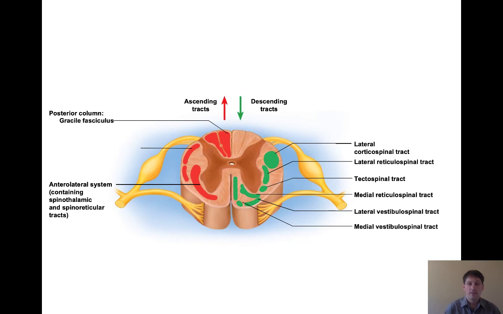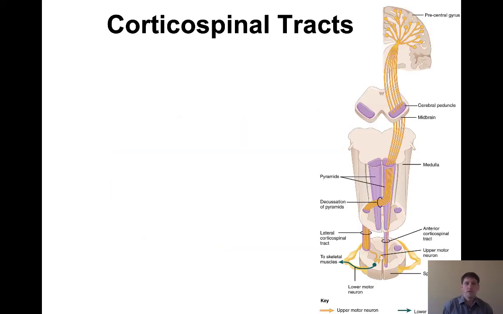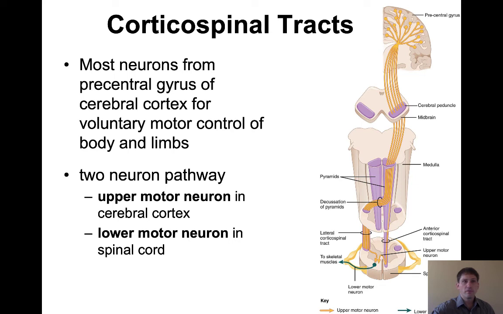So again, here are those green descending tracts, again in those columns, because we're going to be transmitting information along those descending tracts. And so the first one that we'll look at is called the corticospinal tract. Most of our neurons from our precentral gyrus in that cerebral cortex are going to be responsible for our voluntary motor control, right? So when we're trying to move.